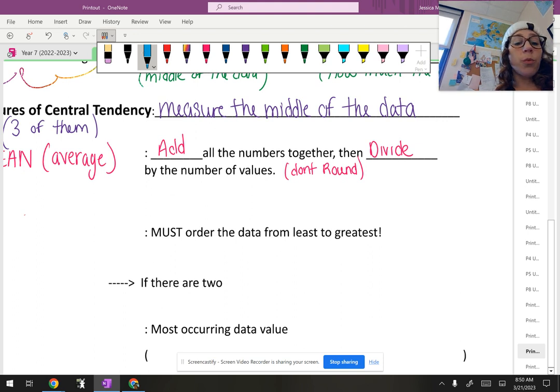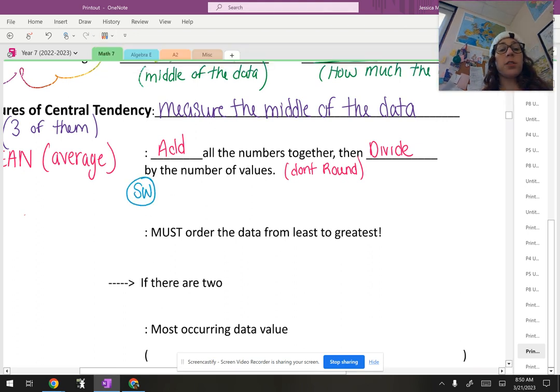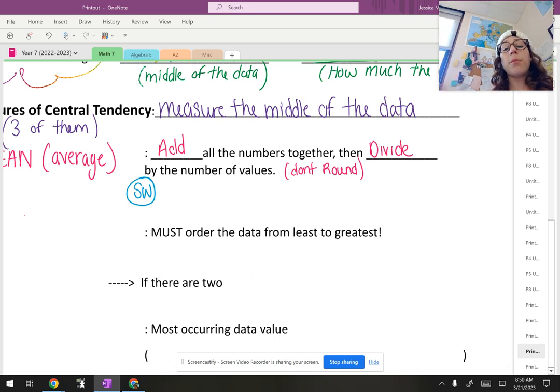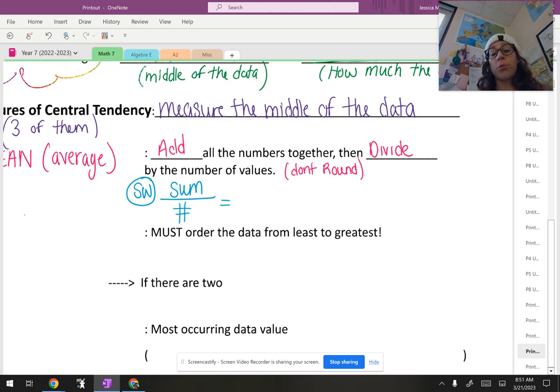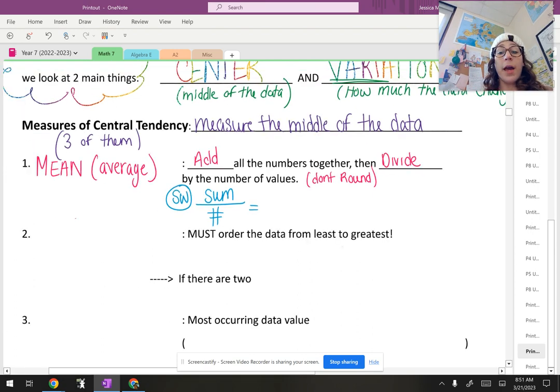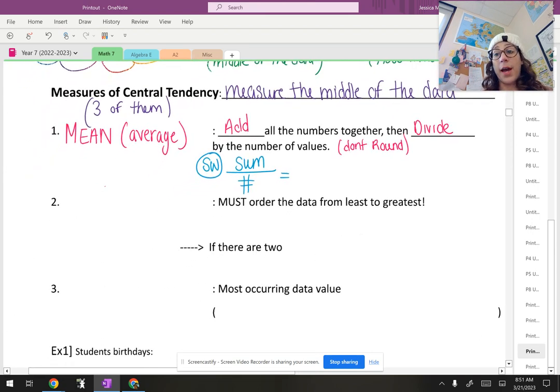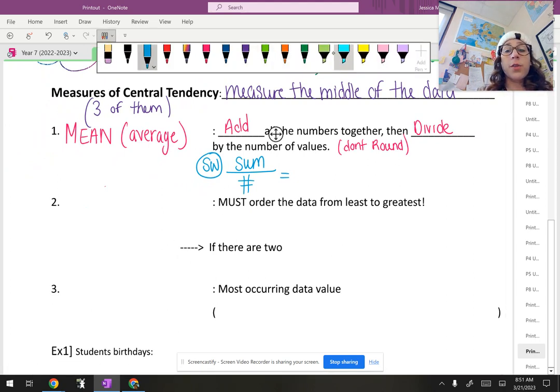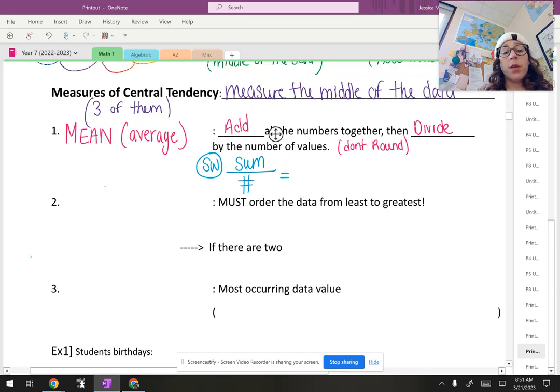Now, when you're showing work for this, because it's going to be pretty tedious to write out a list of 100 numbers with plus signs in between them, to show work, you're going to show me what the sum is. You're going to show me what number you got for your total. And then you're going to show me the number of numbers you're dividing by. That way I can determine if your mistake was in your adding or if your mistake was in counting the number of data values.